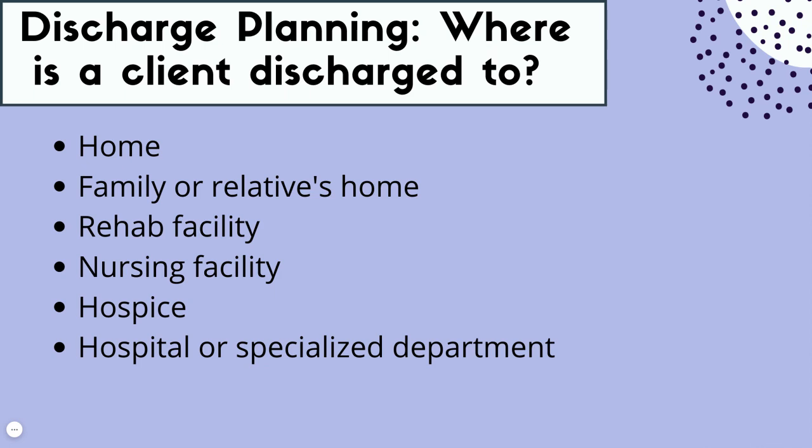Some clients might be discharged to a rehab facility where they're able to get their physical therapy, occupational therapy, feeding therapy, a variety of different treatments. Some may be going to a nursing facility because maybe they're not able to return home safely or they don't have a relative to care for them, so they might be going to more intensive care. Some might be discharging to hospice if this is end of life, and that is in the discharge plan. And then some might be going to a different hospital.